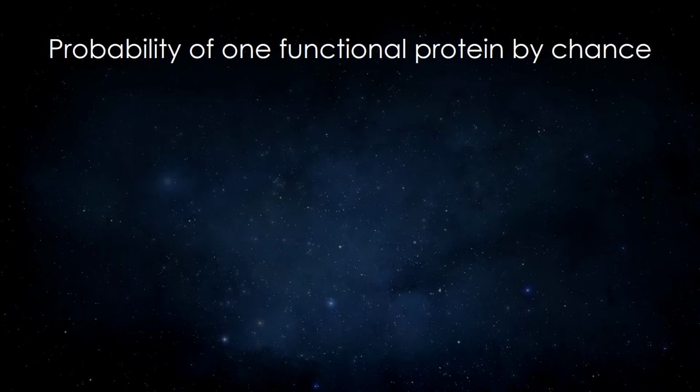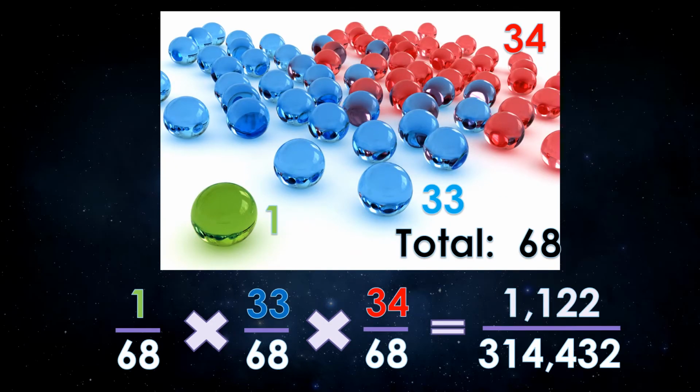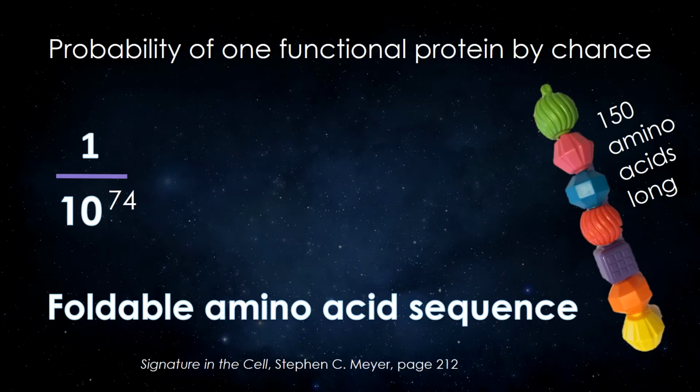With all that background, we are ready to calculate the probability of getting just one functional protein by chance. We do it the same way that we calculated the probability of picking a certain sequence of marbles from the jar, by multiplying the probabilities of the individual events. To calculate the probability of getting one small protein that is just 150 amino acids long by chance, we need to multiply 3 separate probabilities.